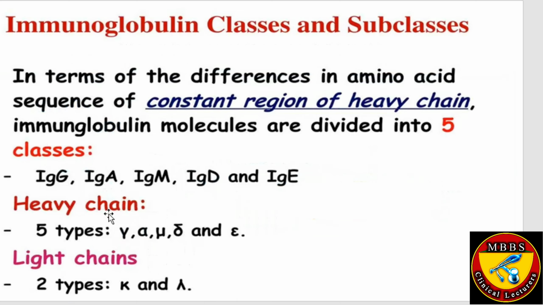Now, the immunoglobulin classes and subclasses. In terms of the differences in the amino acid sequence of the constant region of a heavy chain, antibody molecules are divided into 5 classes: immunoglobulin G, immunoglobulin A, M, D, and E. Heavy chains are distinct for each of the 5 immunoglobulins, and the light chains belong to one of 2 types, either kappa or lambda.